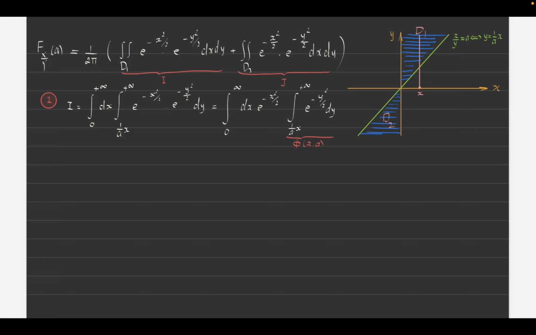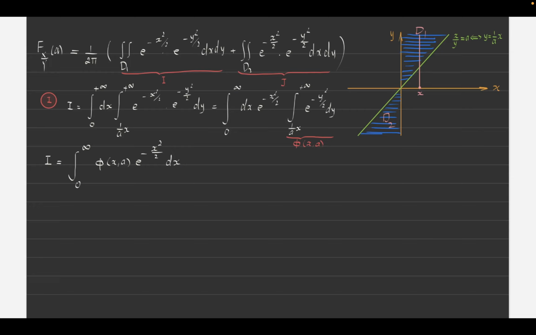Sorry, it's a function of x and a, so I can call it phi of x and a. Now if I continue, this becomes the integral from 0 to infinity of phi of x and a times e to the power of minus x squared over 2 dx. So this is the most I can do for calculating I. I cannot go forward more than that.